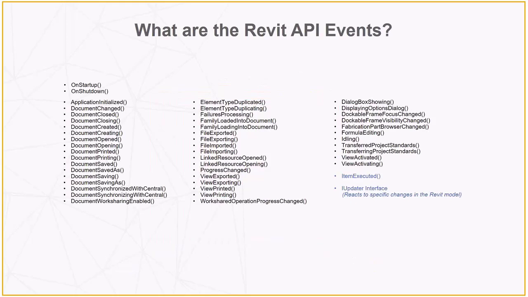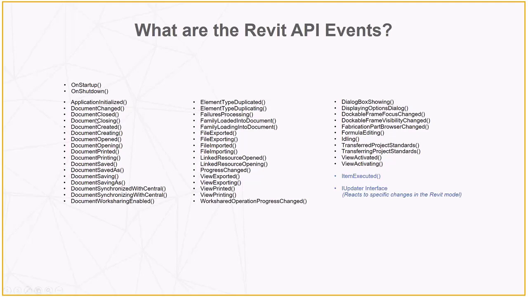Okay, so these are all the events you have access to, and you have access to this presentation. You can't see the slide that well. I can't tell how big it is on the screen, but I've used a lot of these events, but a lot of them are useless. I'm not going to lie to you. I don't necessarily care when somebody's editing a formula, which is over here. I don't necessarily care when somebody's transferring project standards, but you can. You can know when that happens if you want.